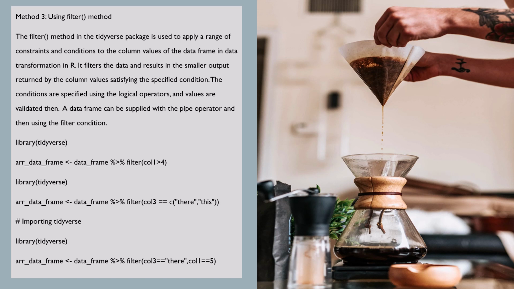You can also filter based on a vector of values in a specific column, for example, in column 3. And you can also filter based on, maybe you want to filter out only people who are above 20 years and marks of 90 and above.